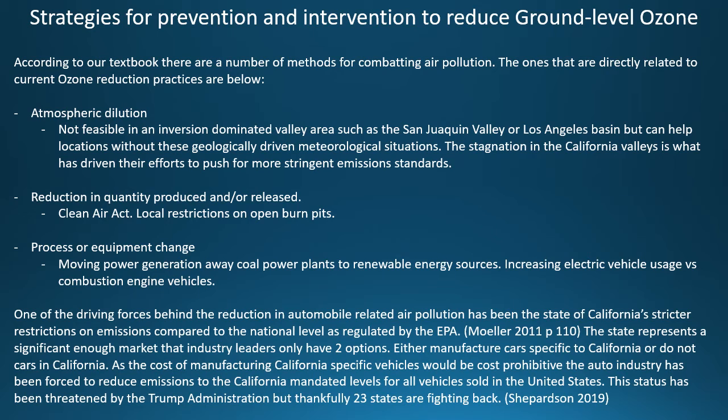The state represents a significant market that industry leaders have two options: either manufacture cars specific to California or restrict vehicle use in California. As the cost of manufacturing California-specific models would be cost prohibitive, the auto industry has been forced to reduce emissions to the California mandated levels for all vehicles sold in the United States. This status has been threatened by the Trump administration, but thankfully 23 states are fighting back.